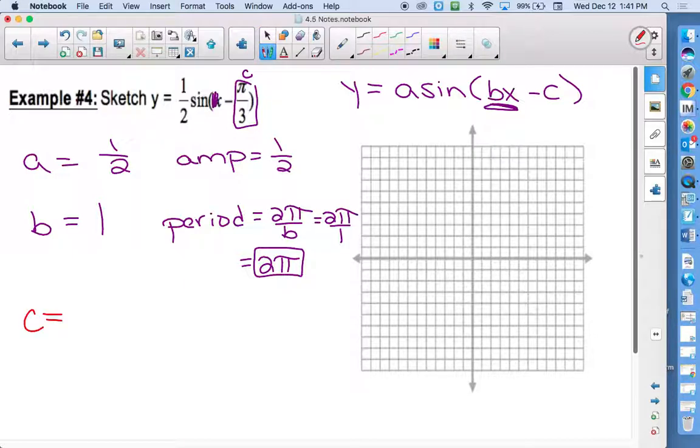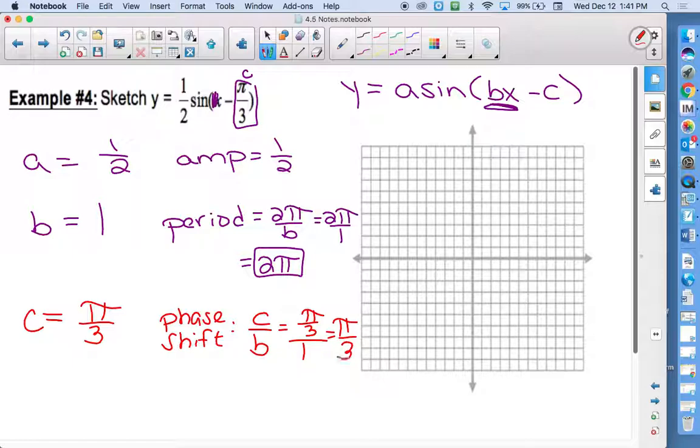What's C? C is pi over 3. Okay, so C is pi over 3. It's positive, even though it says a minus in the problem, it's the opposite. And then the phase shift, Brandon said, is C over B. Well, C is pi over 3 and B is 1. So yes, Brandon, in this problem, the phase shift C over B is pi over 3 because B is just 1. It could change if the B value is 2, 3, 4, or 5.